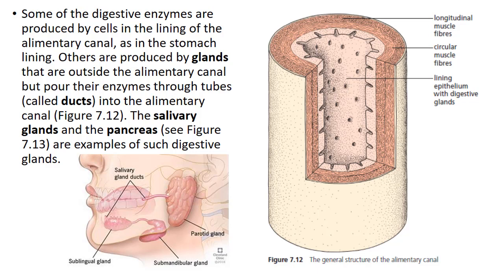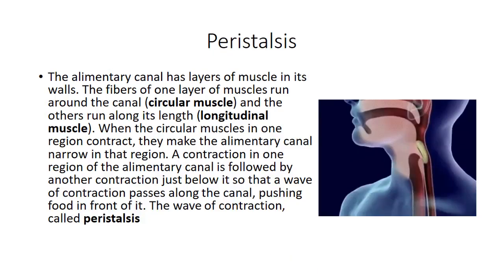Here you can see also in the lower picture the salivary glands. The salivary glands, guys, are the first part of our digestive system where the actual chemical digestion starts. Once the ingested food gets to your mouth, the saliva mixes with the food, makes it soft, makes it wet, and starts the chemical digestion.